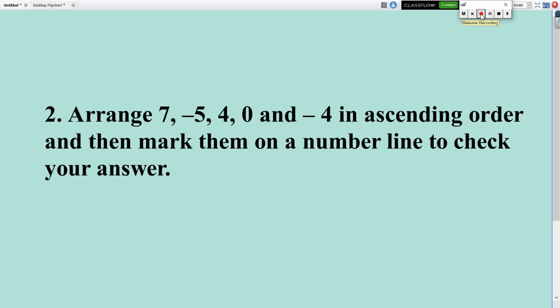Here is your second activity. Arrange 7, -5, 4, 0 and -4 in ascending order. Ascending order means first you have to write the smallest one, then bigger than that, like that you proceed. That is ascending order. Then mark them on a number line to check your answer. You draw a number line and mark all these integers on it and check whether they are in ascending order or not.